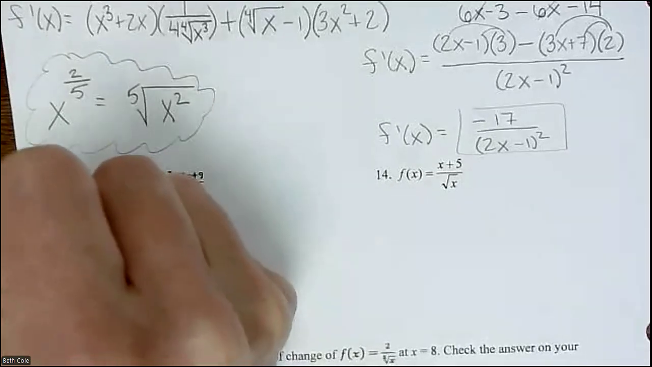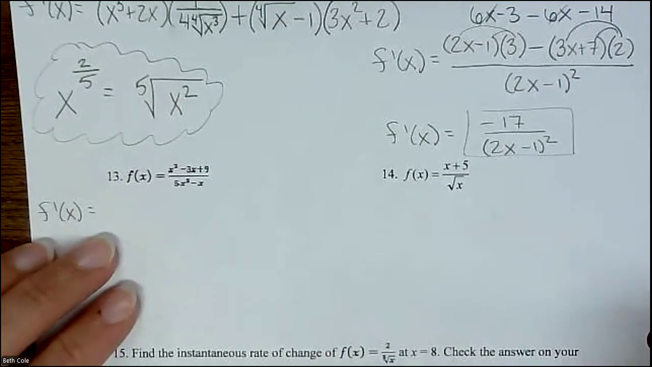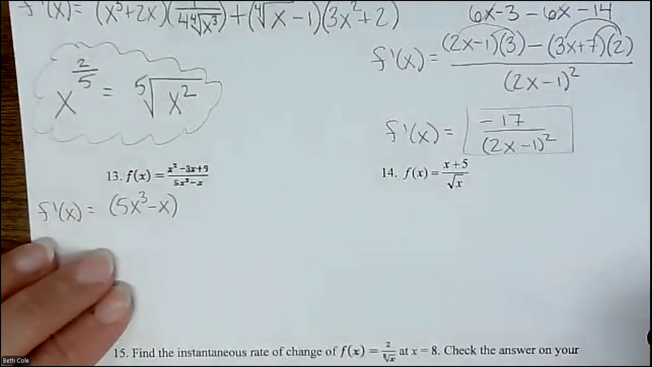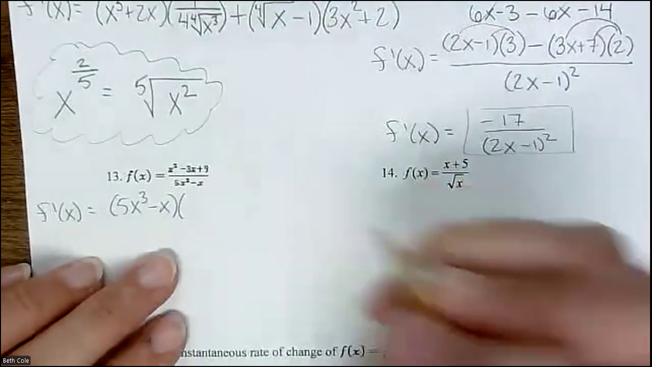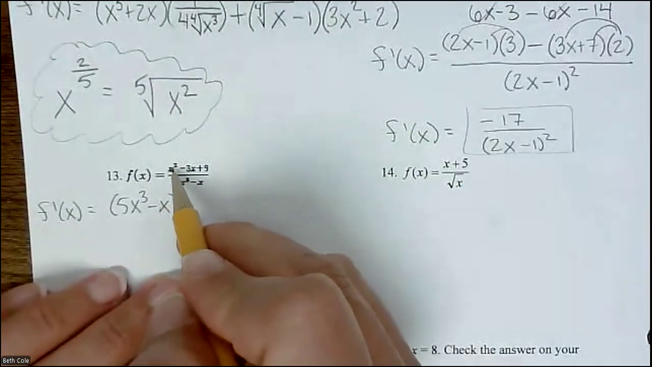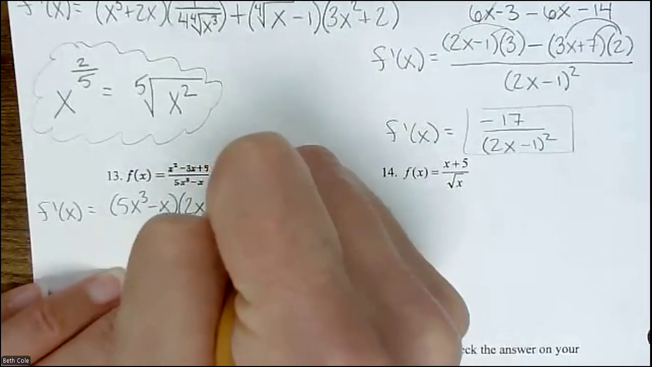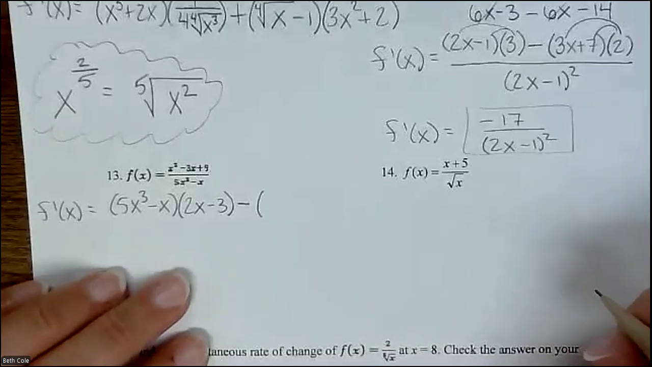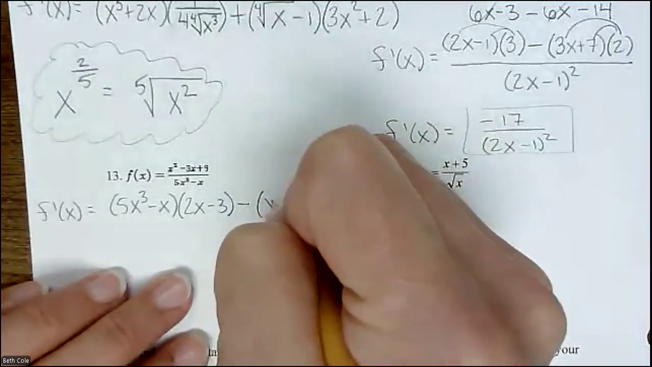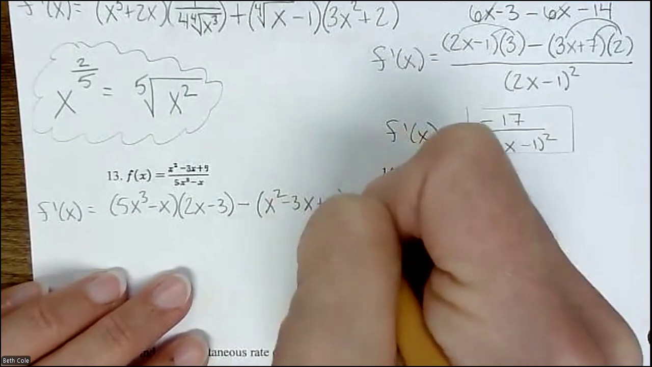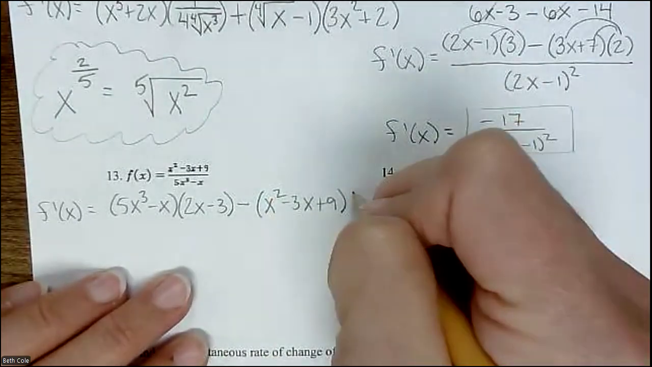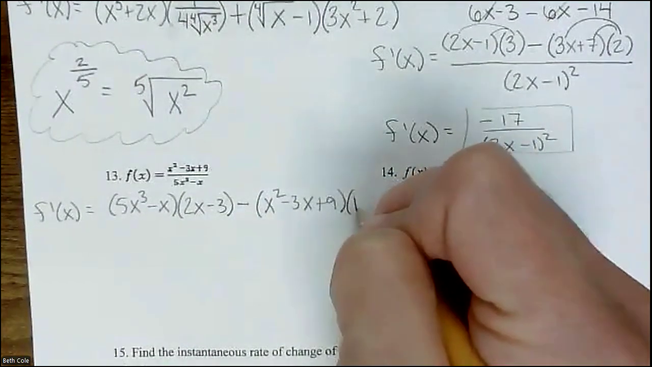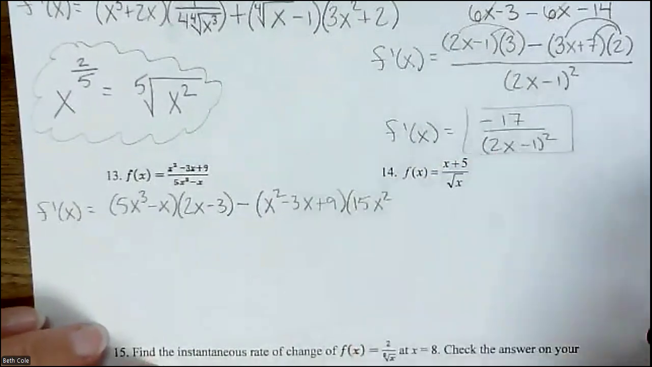All right, f prime. How does it start? Denominator. So 5x cubed minus x for the denominator times derivative of the numerator. That would be 2x minus 3. You're getting this fast. You're catching on really quick. Minus the numerator, and then derivative of the denominator would be, good, 15x squared. Oh, wait, there's something else there.